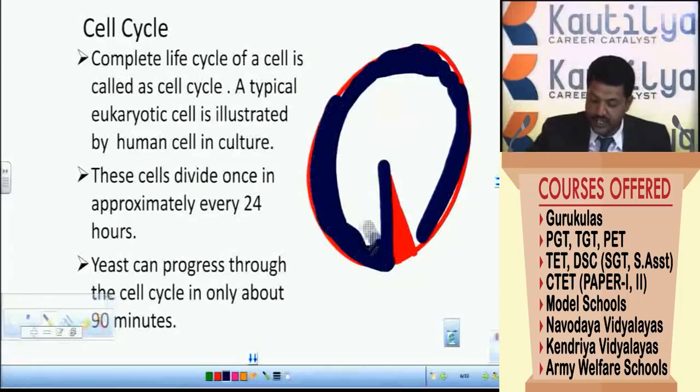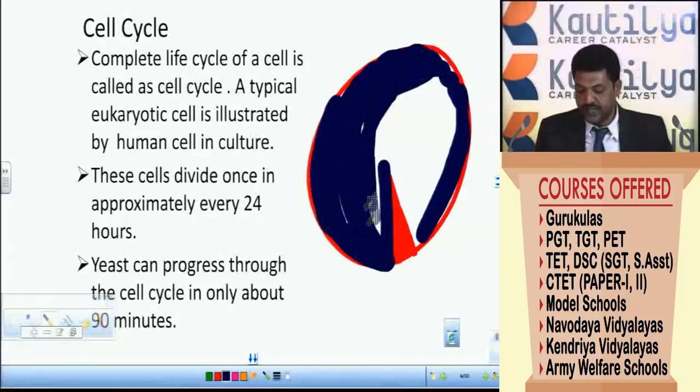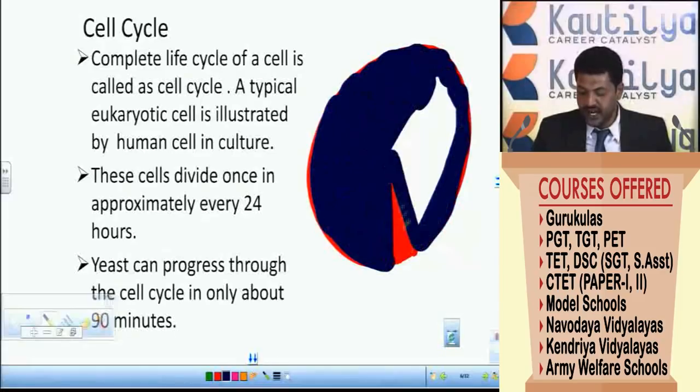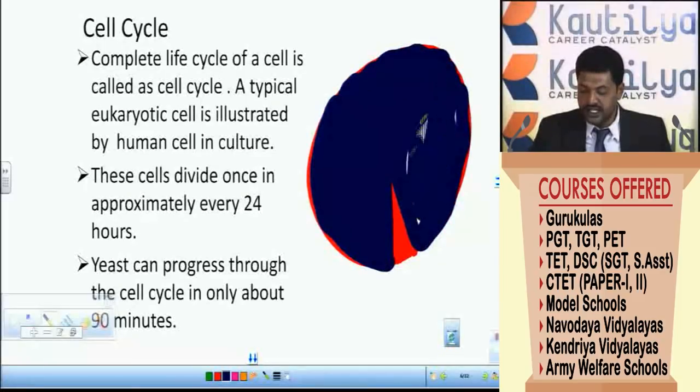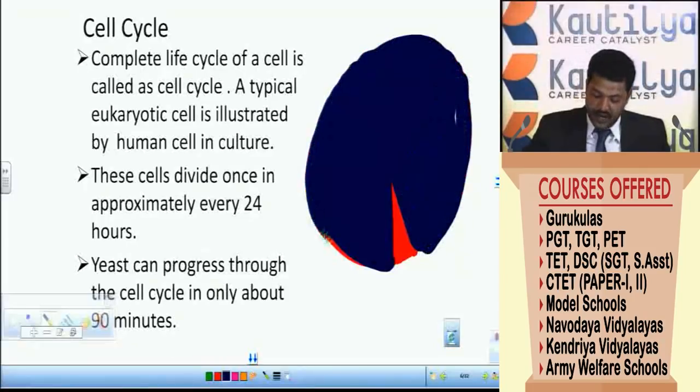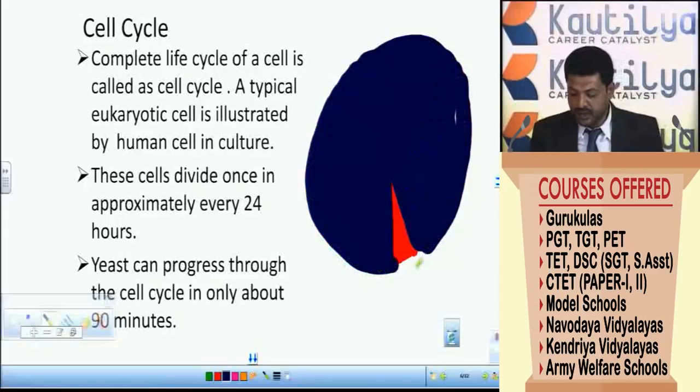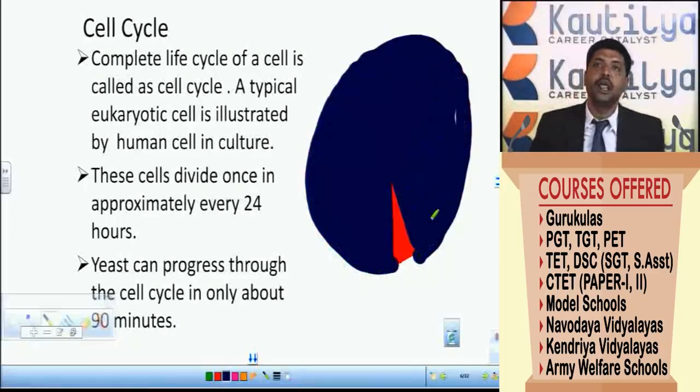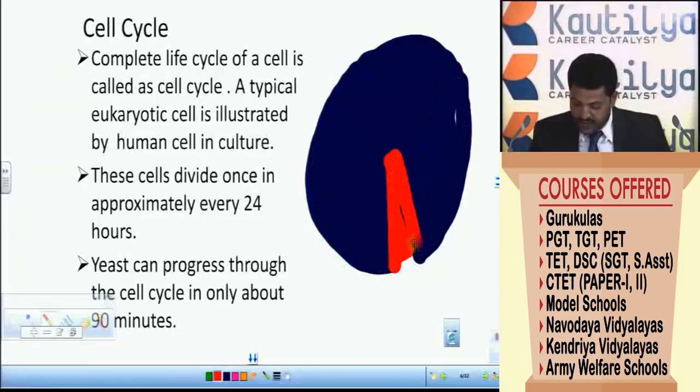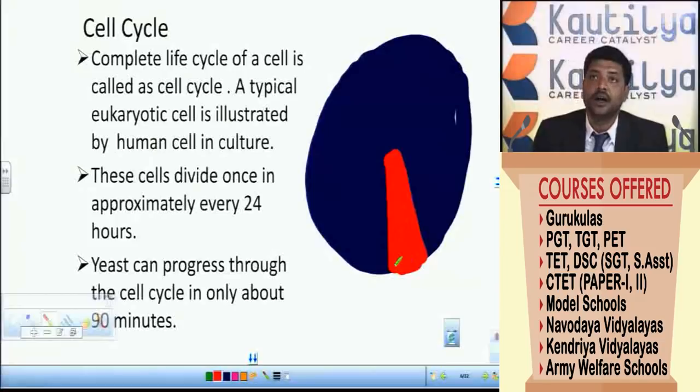The cell wants to prepare for the division. This complete phase is known as interphase. Dear friends, you see, 23 hours a cell will be in interphase, the non-dividing phase, and in those 23 hours the cell prepares for its division, and within 1 hour it undergoes division. So in the cell cycle, only 1 hour is the division, and the majority of the cell cycle is interphase.